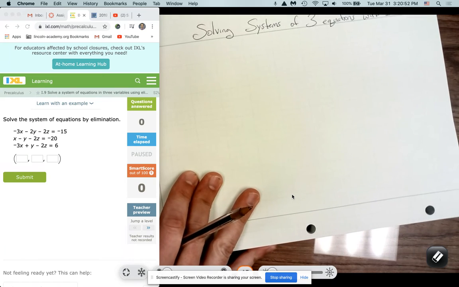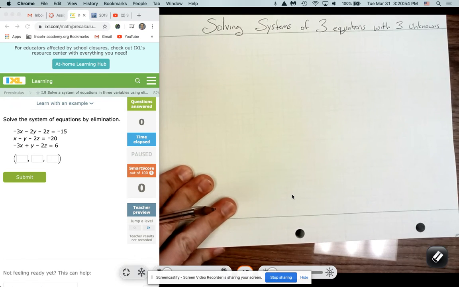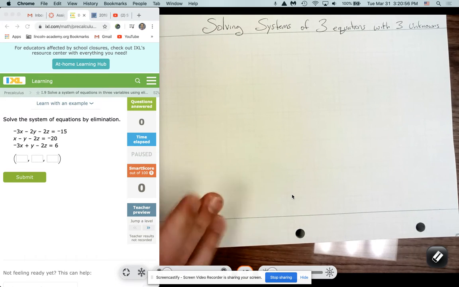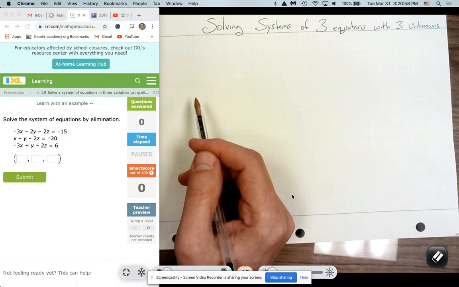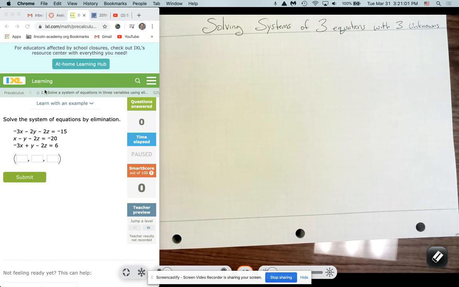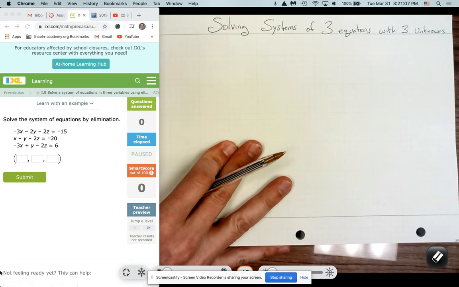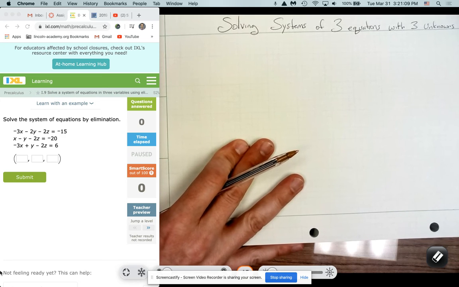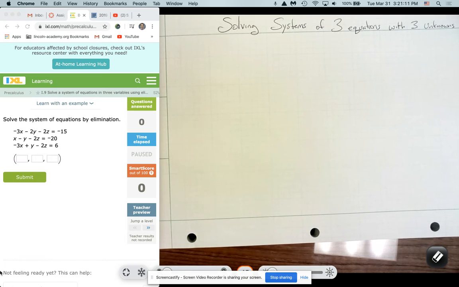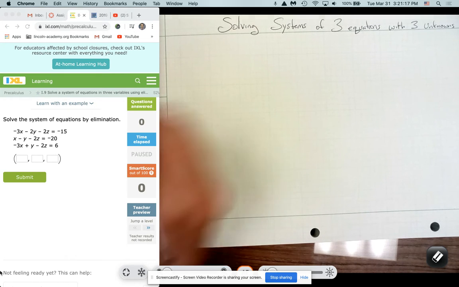So for instance, I'm going to assign IXL lesson I9 in the pre-calculus. So I9, and it's going to give you three equations, three unknowns. I really recommend you use paper and pencil and follow this systematic method in solving these. It will make it so much easier. We're going to use the process of elimination.